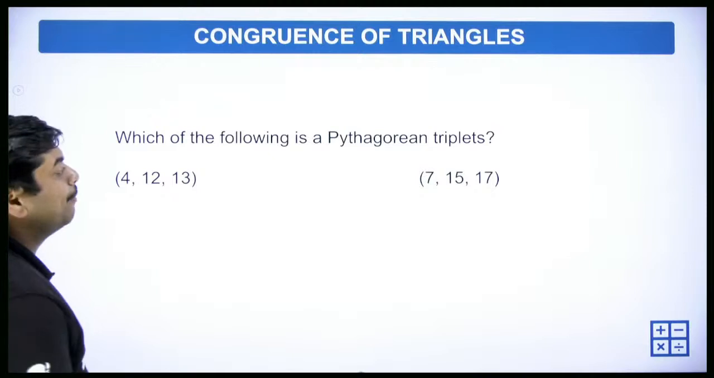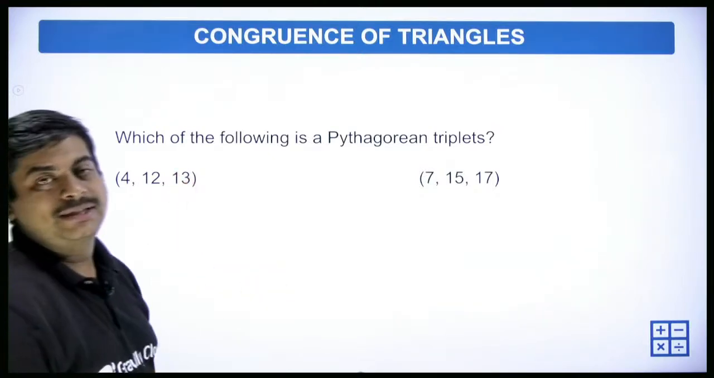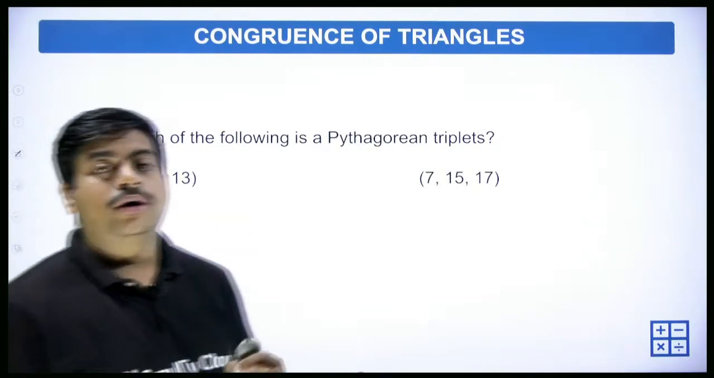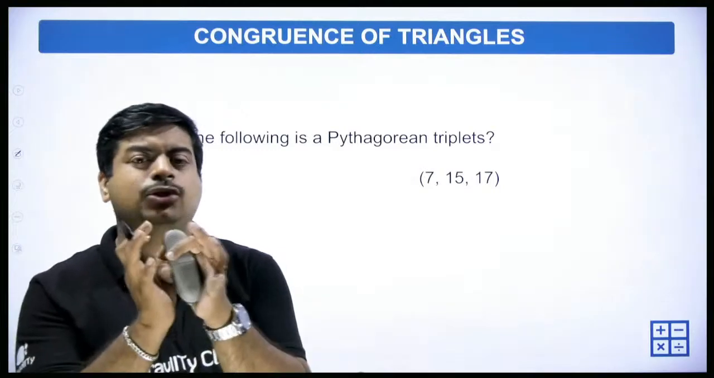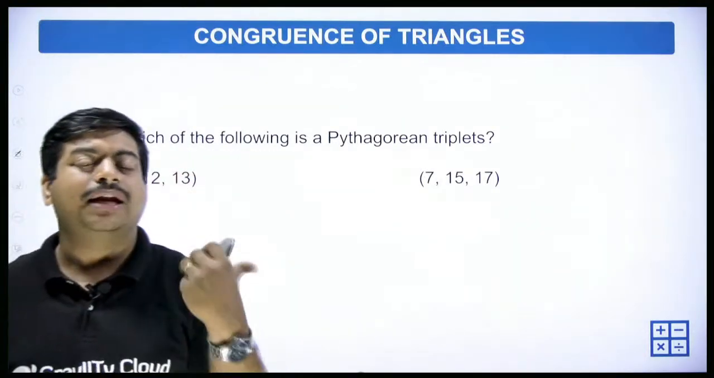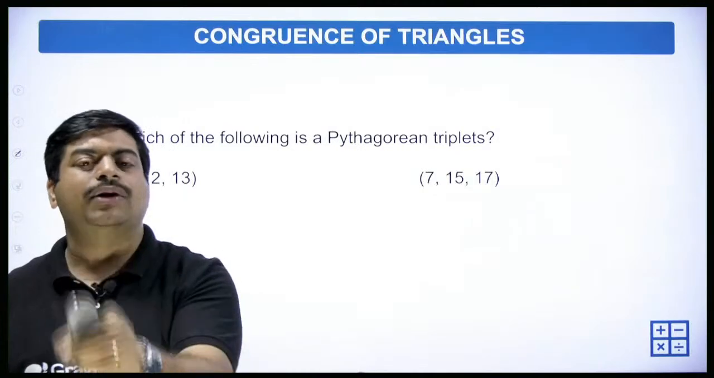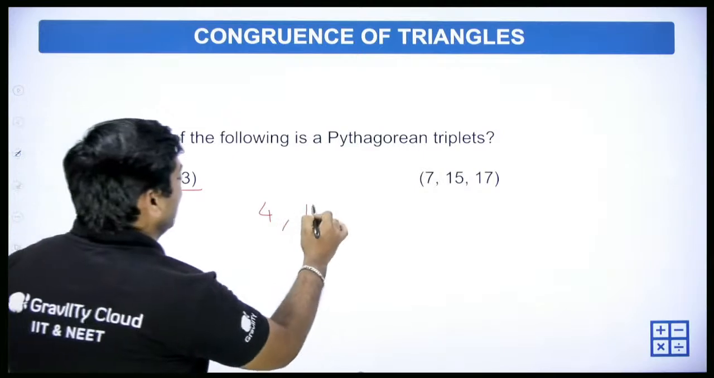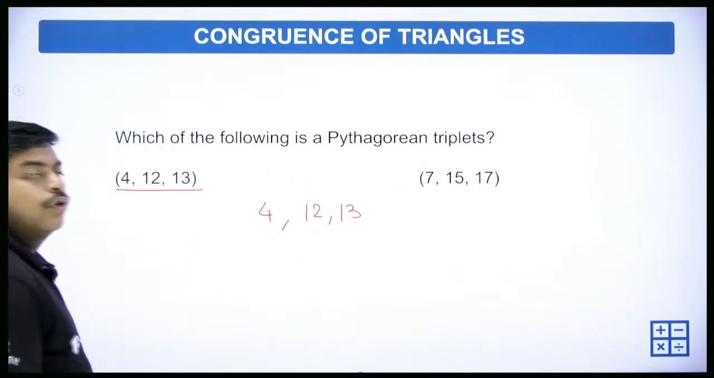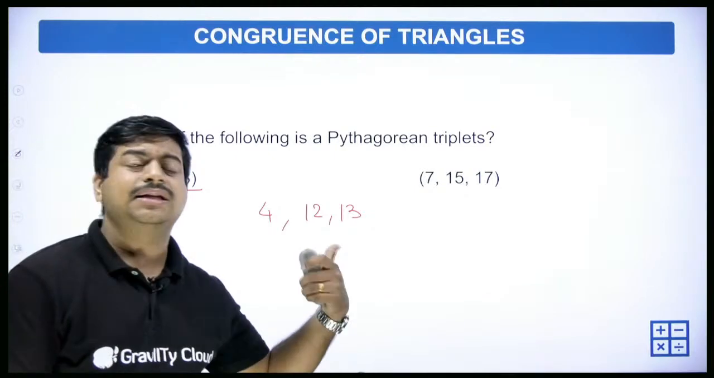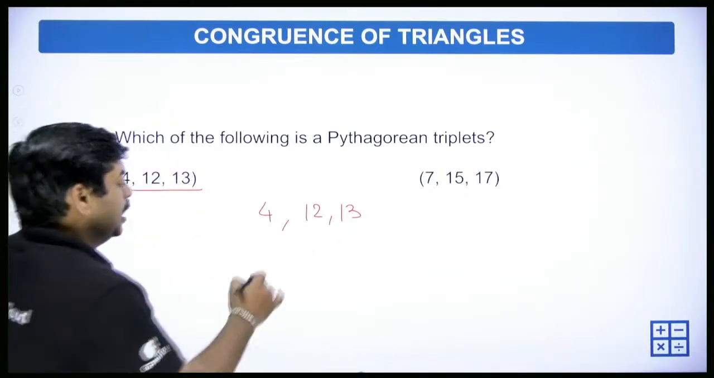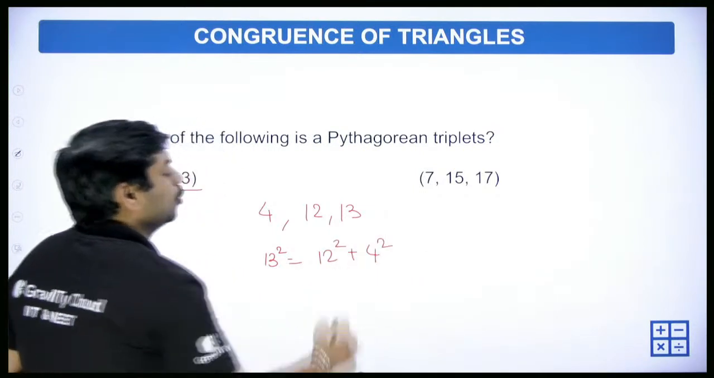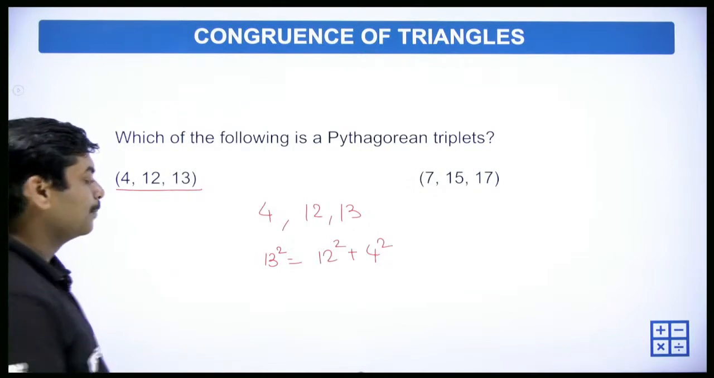So which of the following are Pythagorean triplets? That means Pythagorean triplet, all the three should follow a right angle triangle where hypotenuse square is equal to side square plus side square. Okay, so you can see here, out of 4, 12, 13, which is the largest side? Largest is 13, correct? So 13 square should be equal to 12 square plus 4 square. So we need to see whether it is correct or wrong. If not, then we'll try to see what can be done.